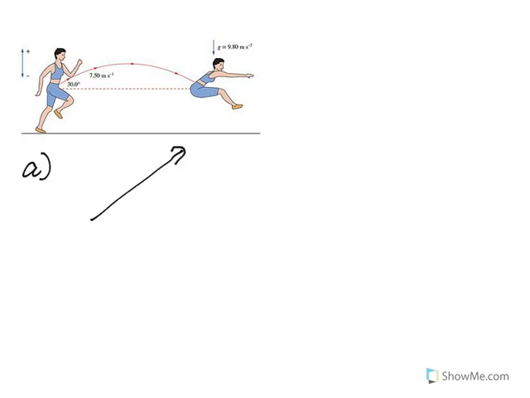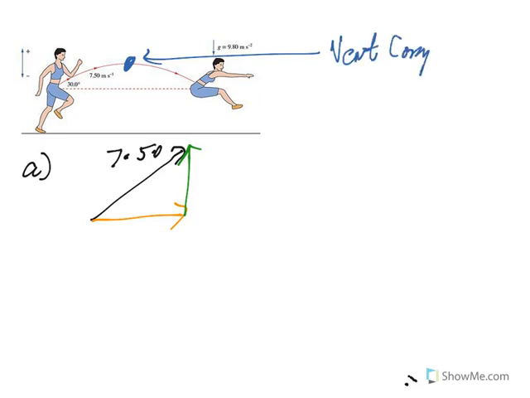Alright, so our athlete projects here at 7.5. So our athlete will have a horizontal and a vertical component. Now, at the top of the flight, what we mean by the top of the flight is here. What is the athlete's velocity? Well, as we know about vertical motion, at the top of the flight, the vertical component of velocity equals 0.